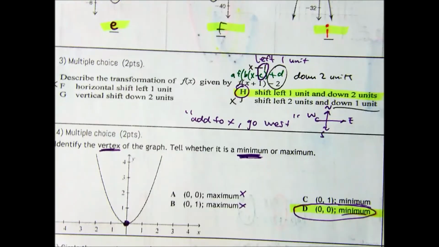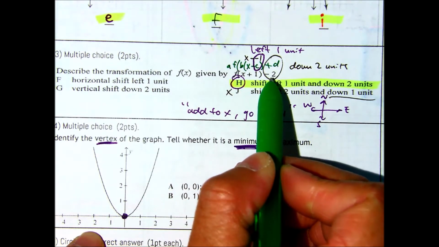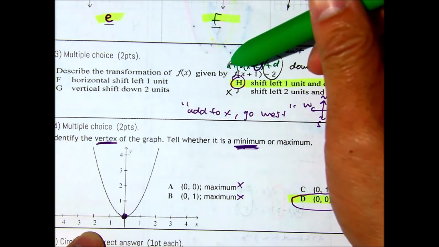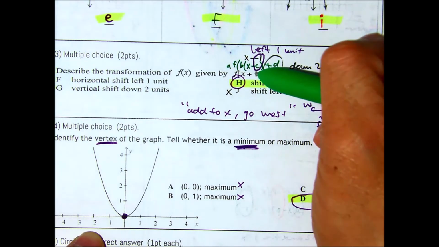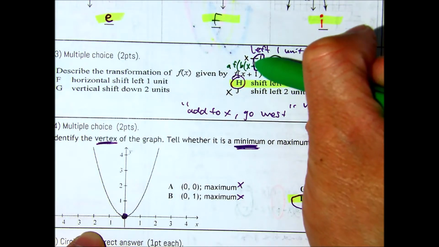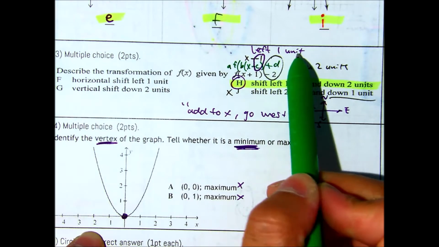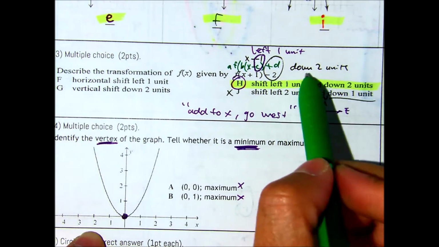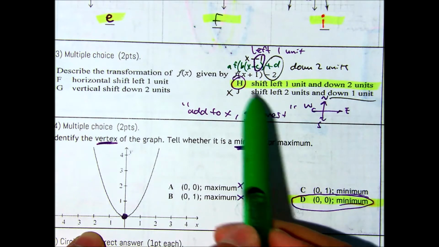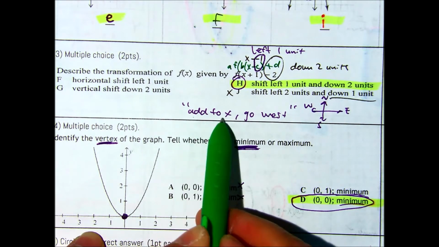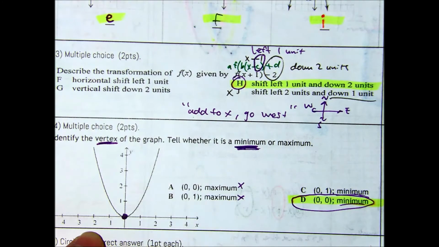Question number 3. Describe the transformation of f of x given f of x plus 1 minus 2. If you write your general form, a of the function b of x minus c plus d, you'll recognize that I need to change the plus 1 to a minus, and my c value is a negative 1. A c value of negative 1 means you're going to have a left of 1 unit. A d value of negative 2 means you're going to go down 2 units. So your answer is a shift of left 1 unit and down 2 units. That would be H. Remember my phrase, add to x, go west. West means left. So adding to x here means going left 1. That was how you apply my trick.